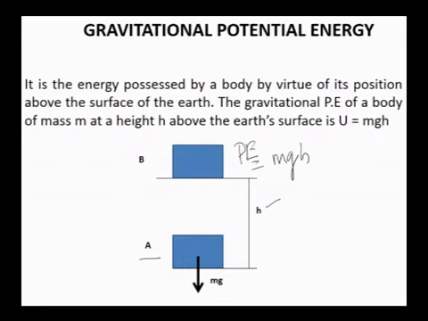So it is energy possessed by the body by virtue of its position above the surface of the earth. The gravitational potential energy of a body of mass m at a height h above the earth's surface is U equals mgh. U is what we call potential energy.